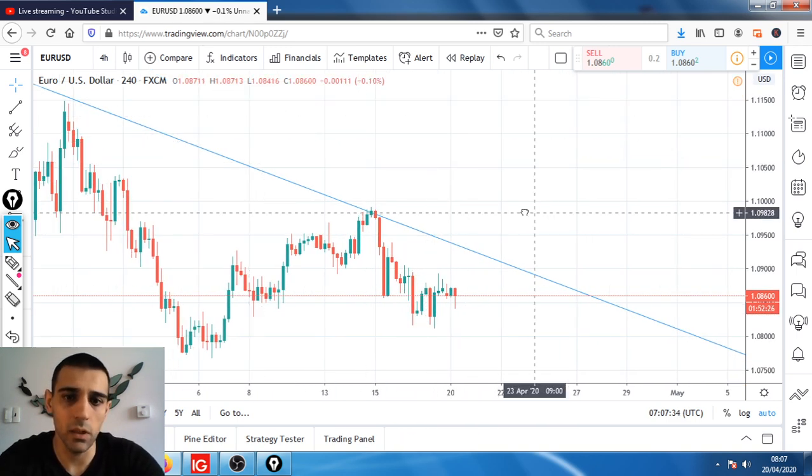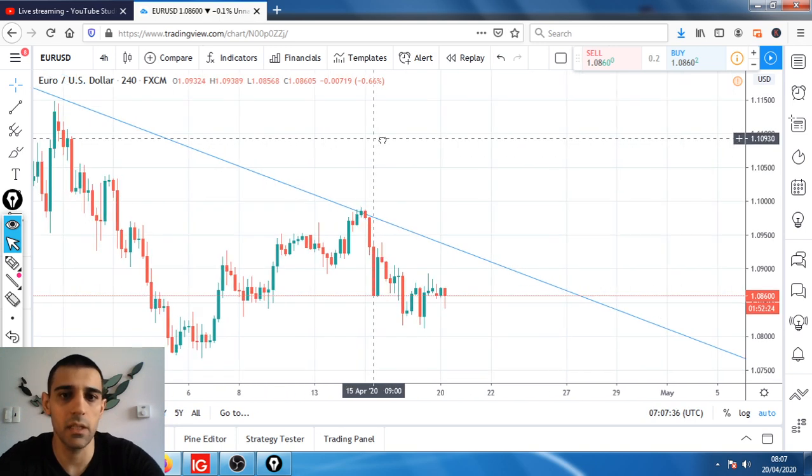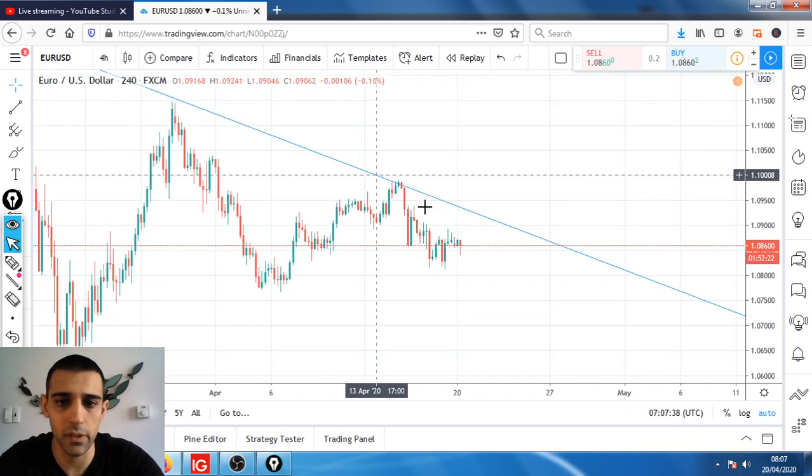And finally, this one loaded. So we have this. This is the 4-hourly time frame. So, jumping into the 4-hourly time frame.